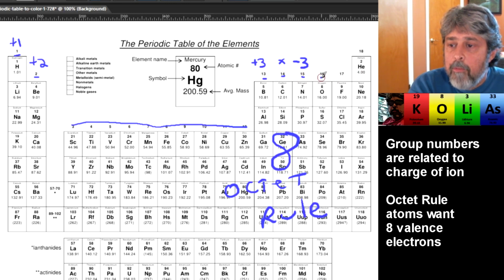Let's look at this one. If we have 6 valence electrons, how many more do they need to get to 8? 2. So when they pick up 2, they're going to have a charge of -2. And how about elements in group 17? They have 7 valence electrons. They need 1 to get to 8. So these will carry a charge of -1. 18 already has 8 valence electrons. So that's why they're inert. They don't gain electrons. They don't lose electrons. They don't do anything. They don't react.